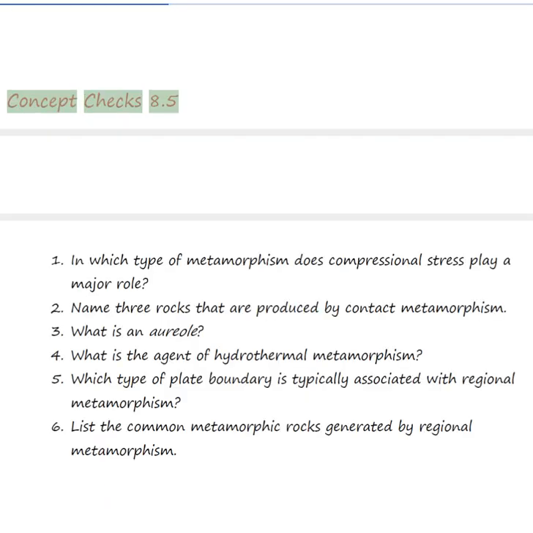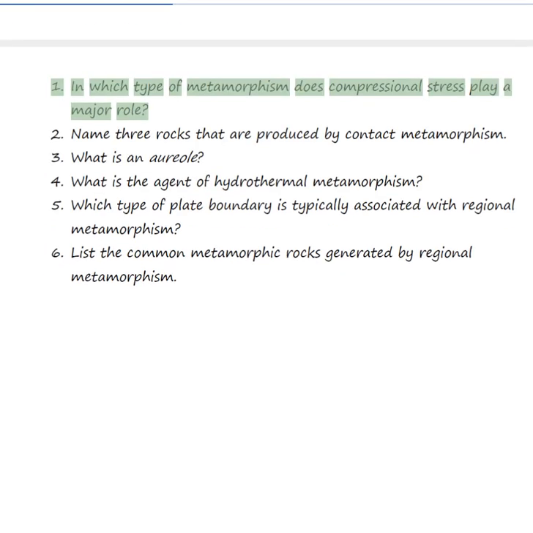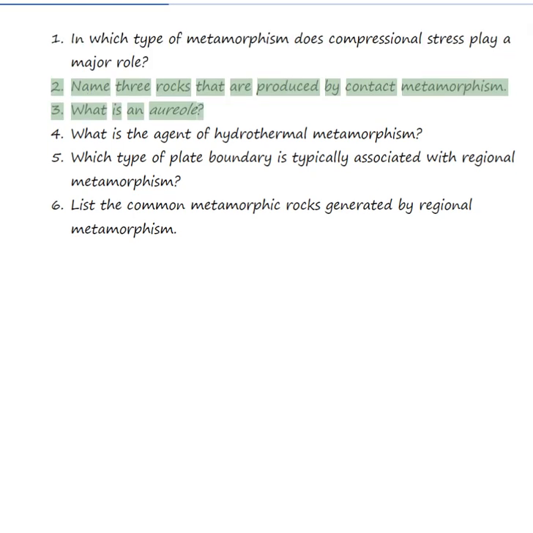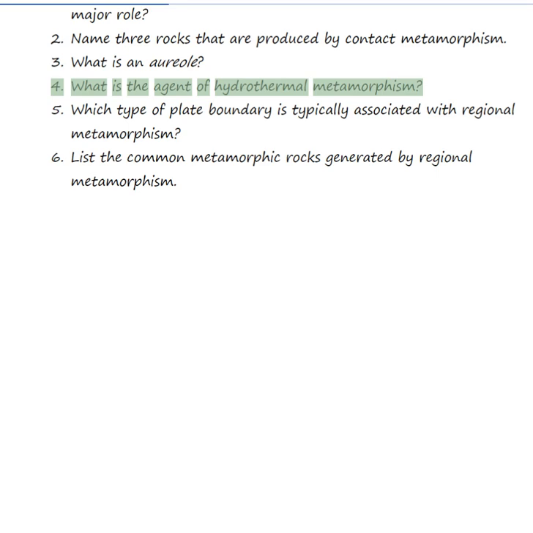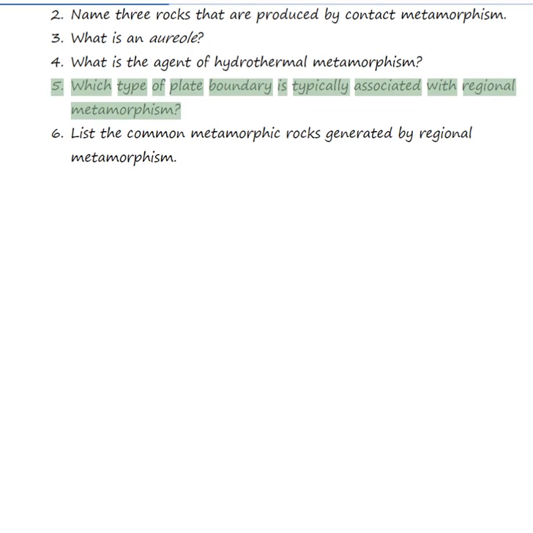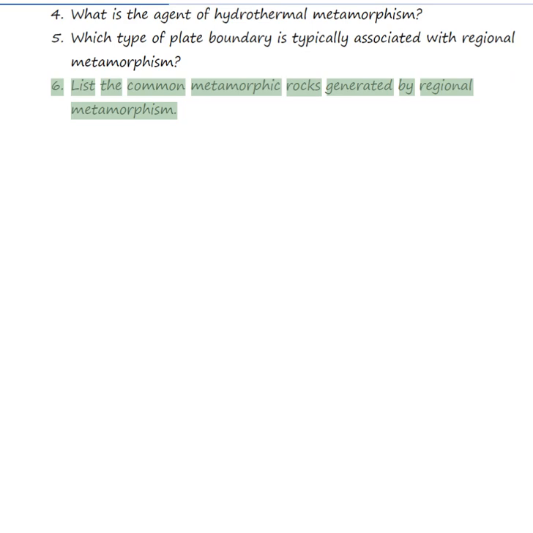Concept checks 8.5. 1. In which type of metamorphism does compressional stress play a major role? 2. Name 3 rocks that are produced by contact metamorphism. 3. What is an aureole? 4. What is the agent of hydrothermal metamorphism? 5. Which type of plate boundary is typically associated with regional metamorphism? 6. List the common metamorphic rocks generated by regional metamorphism.